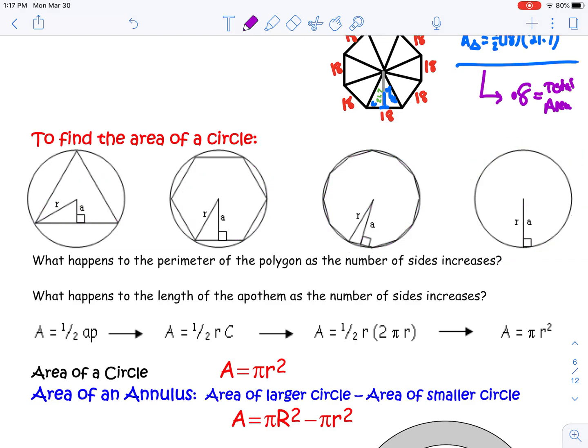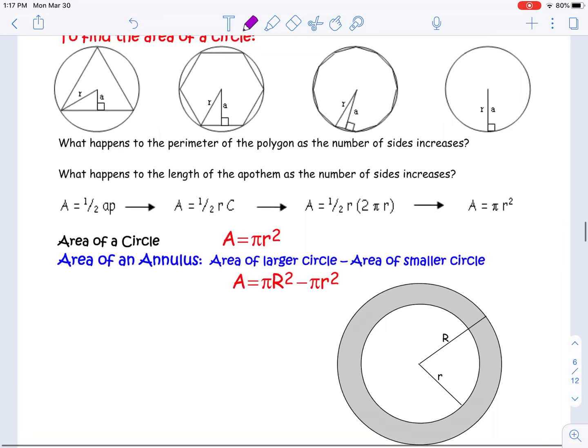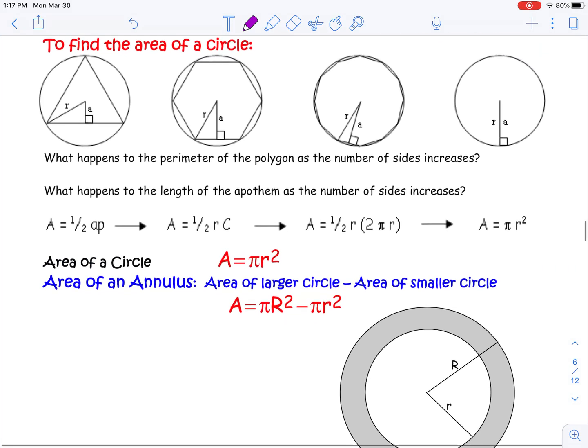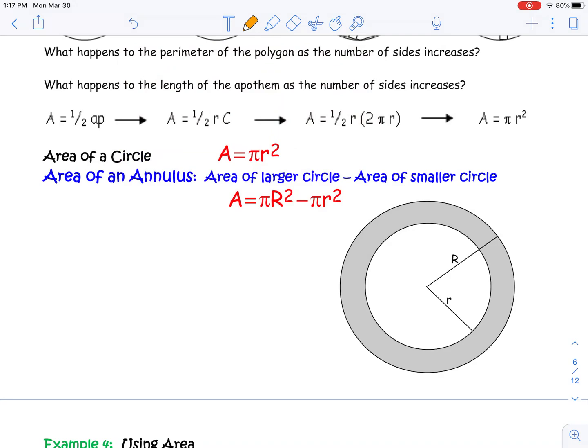Okay. Now, the last thing we're going to introduce in this lesson is the idea of an annulus. An annulus is like a donut, okay? An annulus is how much space is left over after we remove a section from within. And the way we find the area of an annulus is we find the area of our big outer boundary and subtract the area of our smaller inner boundary.